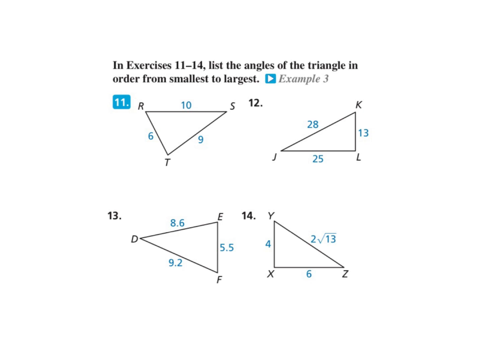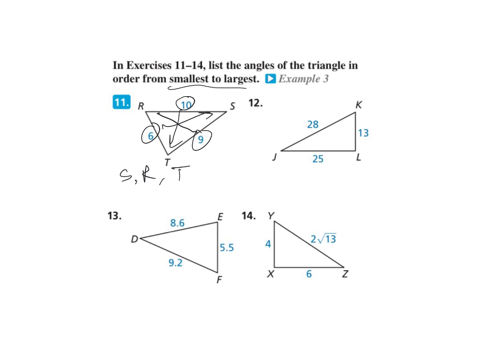Okay, so now list the angles of the triangle in order from smallest to largest. So make sure you read what it's asking for on the test. Smallest to largest angle. So the smallest angle is opposite the smaller side. So that would be angle S. And then it goes to 9, which is R. And then 10 is the biggest side. It's opposite T. So SRT.